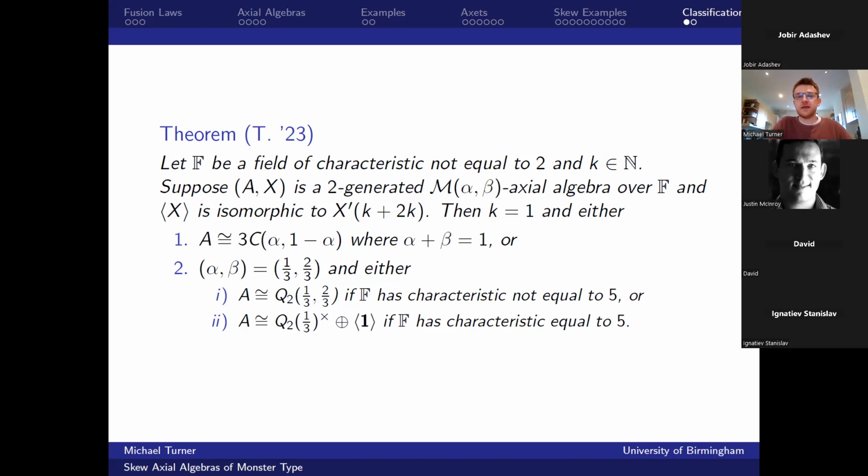And basically we have all the algebras that I've described in this talk today. We have the 3C alpha, 1 minus alpha, where alpha and beta have to equal 1. And then we've got this sporadic case that pops up when alpha and beta are equal to 1/3, 2/3. Either it's going to be this Q2 1/3, 2/3, if the characteristic is not equal to 5, and if the characteristic is equal to 5, then we take the quotient and then add the identity.